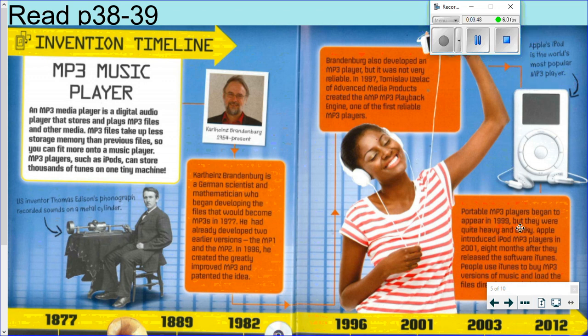Portable MP3 players began to appear in 1999, but they were quite heavy and bulky. Apple introduced iPod MP3 players in 2001, 8 months after they released the software iTunes. People use iTunes to buy MP3 versions of music and load the files directly onto their iPod.